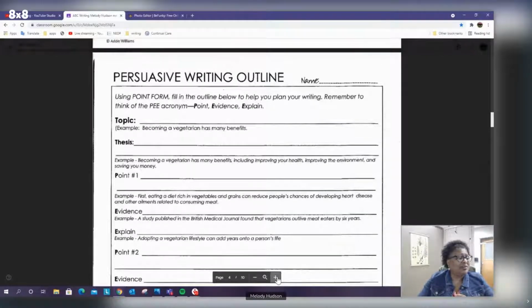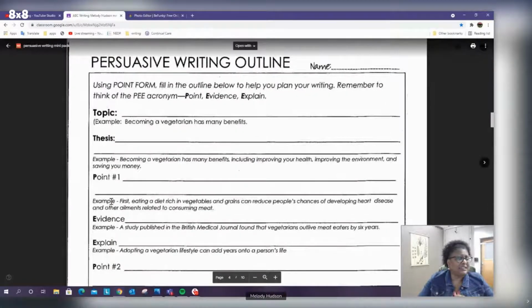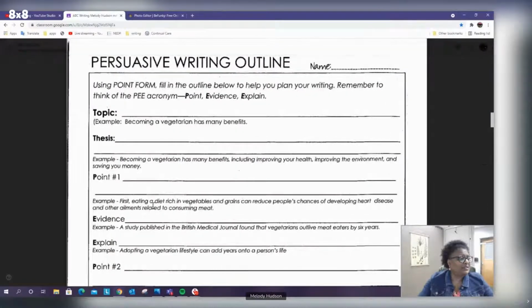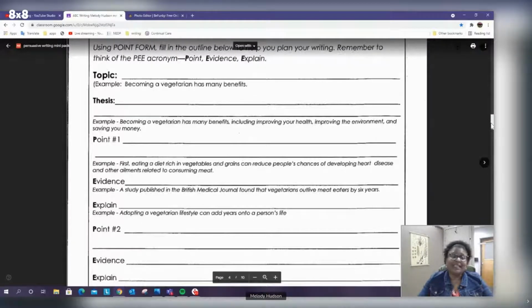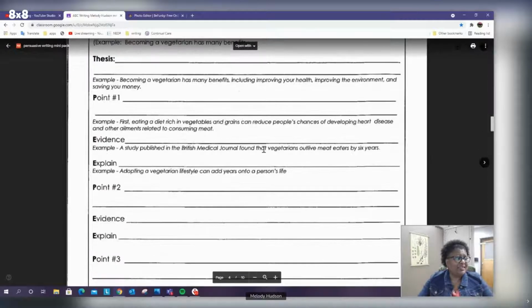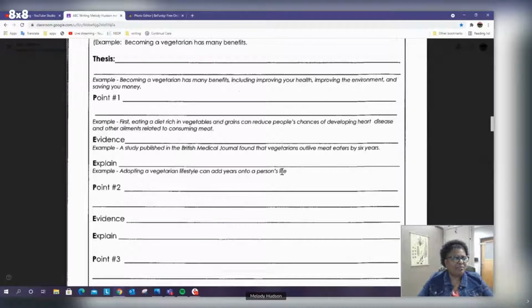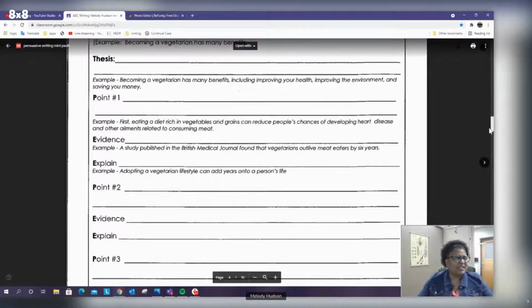Eating a diet rich in vegetables and grains can reduce people's chances of developing heart disease and other ailments related to consuming meat. And then here's your evidence: a study published in the British Medical Journal found that vegetarians outlive meat eaters by 6 years. It's true. And then, example, adopting a vegetarian lifestyle can add years onto a person's life.